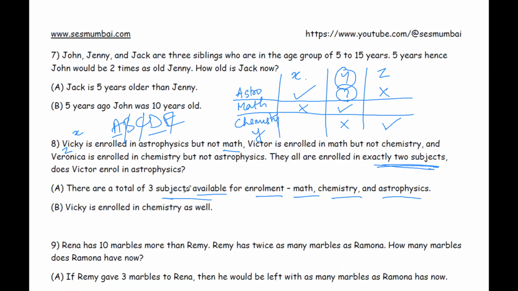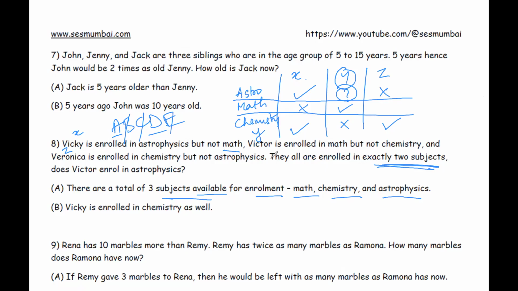All right. So we know that astro, math, and chemistry, these are the only three subjects offered. So obviously, if Victor doesn't like chemistry, and likes math, then the second subject has to be astro. Second statement, Vicky is enrolled in chemistry as well. Now, Vicky is X, right? She's enrolled in chemistry as well. Okay, fair enough, right?